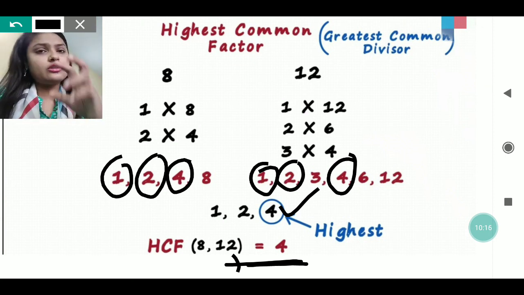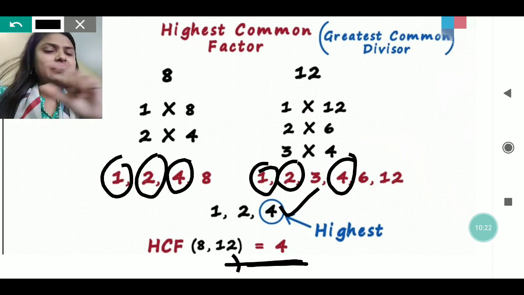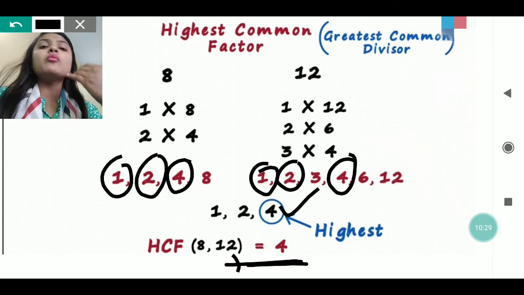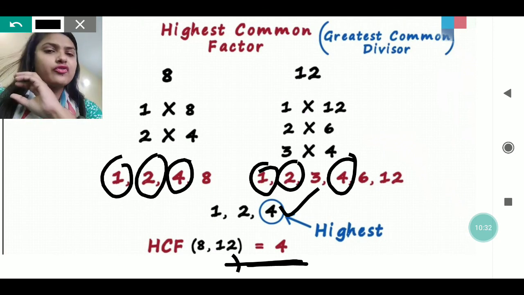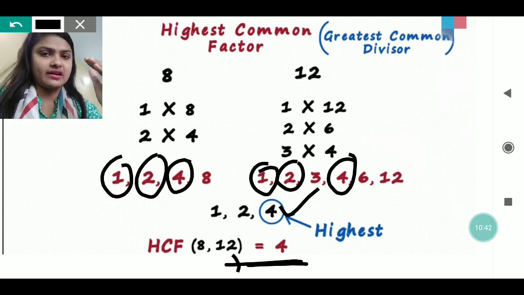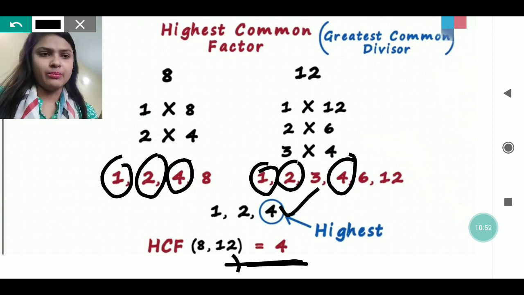We generally find the HCF by seeing the factors of the given numbers, and mostly two numbers will be given to you. If only one number is given, there will be no comparison. Common factor means two or more numbers are given, and you have to find the factors of all the numbers and then find the common factors. That common factor cannot be the lowest, it should be the highest common factor. The number having the highest value is picked from the common factors, and that becomes the HCF of the given numbers.